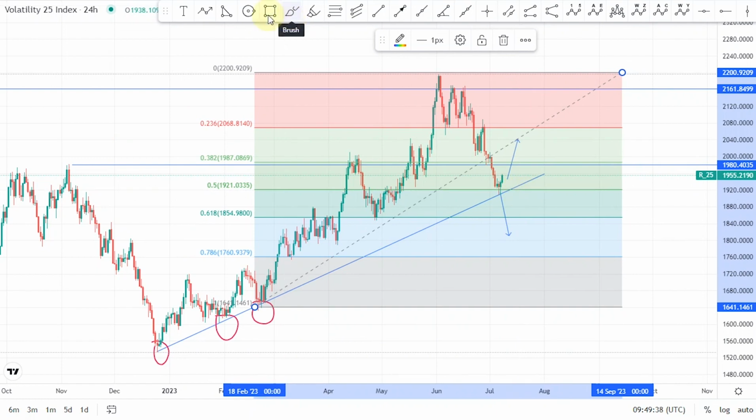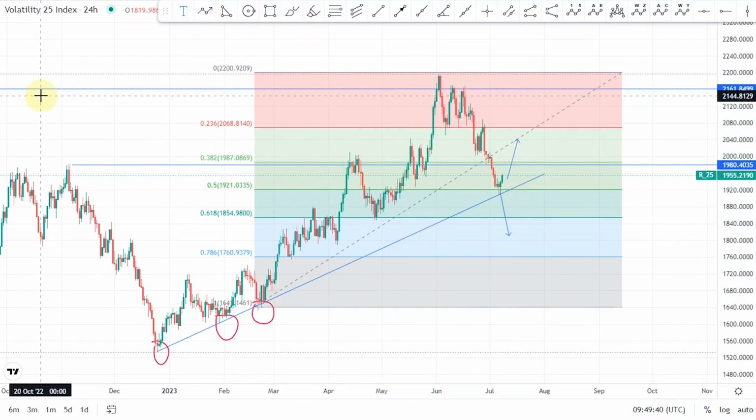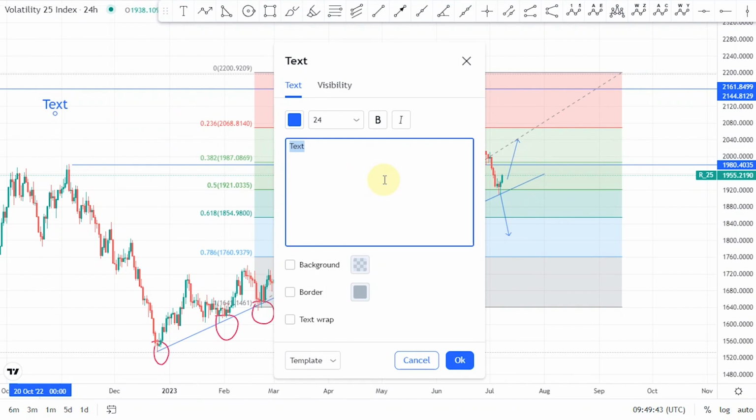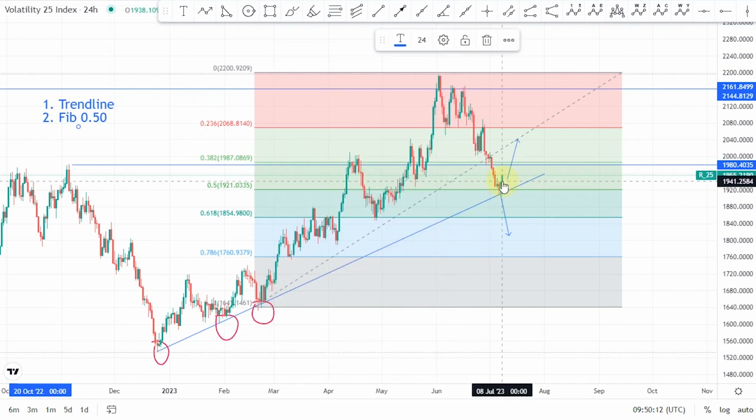I want to spell out what we have seen from this market. Number one thing we have seen is that the market is on a trend line. That is the first thing we can see here. Then the second thing we can see here is that it's on a fib level of 0.50. That's the second confluence. Then let's go and check for another confluence. Let's look at price action.